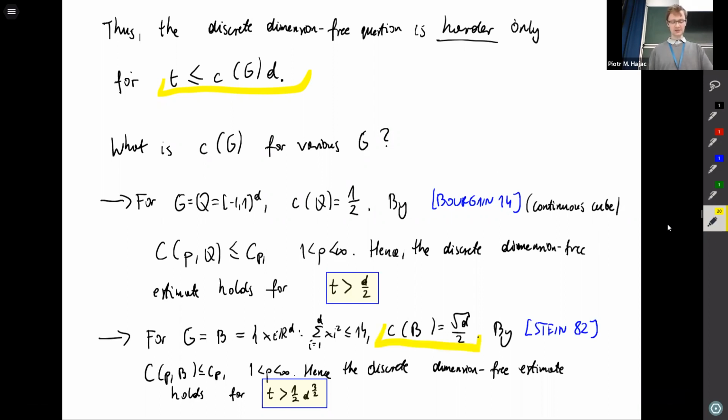And then it means that the question is hard here for T greater than 1/2 to the power D over 2, the D to the power 3 over 2. Okay, and what is it for the cube? Well, for the cube, I recall that in the definition of C, there was not this cube, but this one.